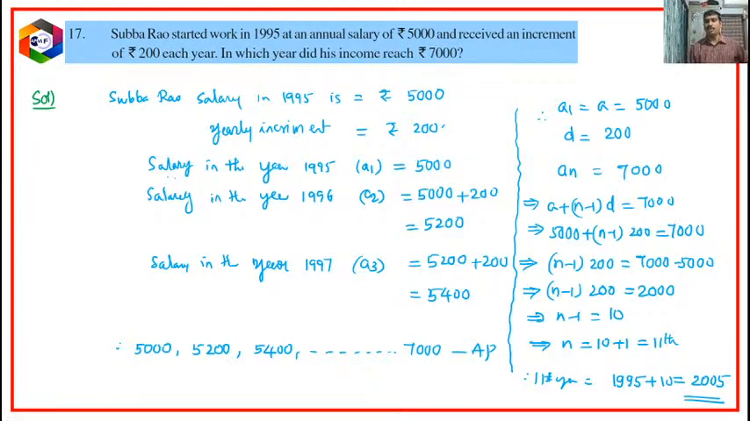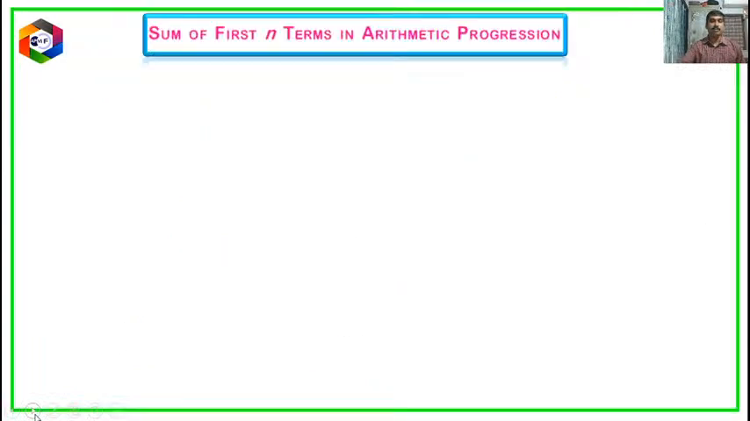Very good. So this is all about the exercise problems based on the nth term of an arithmetic progression. So till now we have discussed arithmetic progression, what is our first term, what is common difference, and later on the nth term a plus n minus 1 into d, or the general term. Based on that, so many problems we have completed, and this is the last question in exercise 6.2.